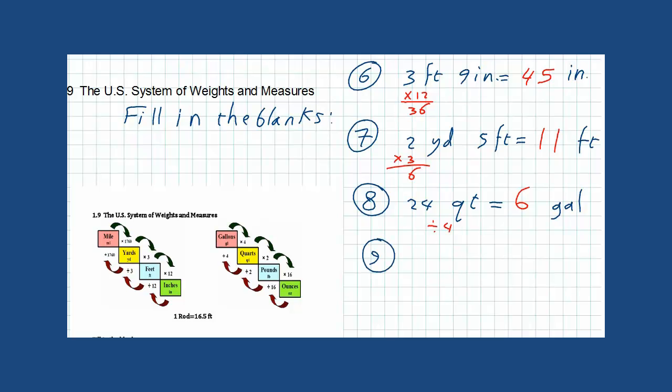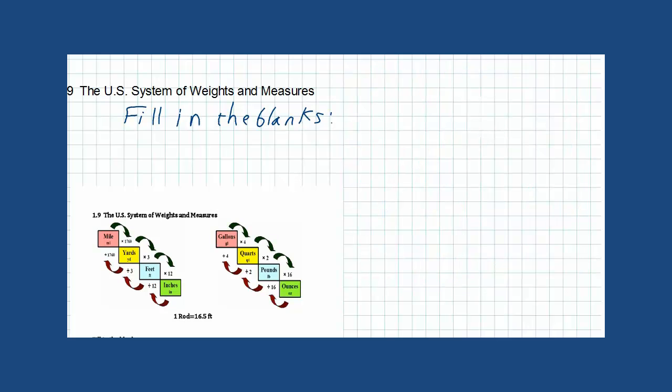Example 9: change 3,000 pints to gallons. To do that, from pints to gallons, we will divide by 2, and then we will divide by 4. So the answer is going to be 375 gallons.